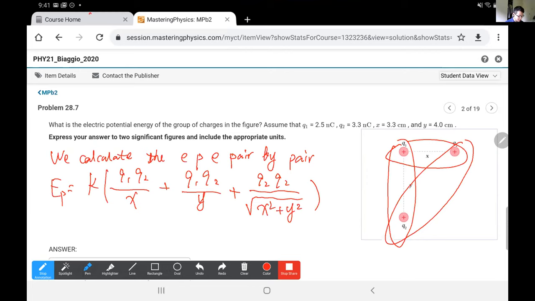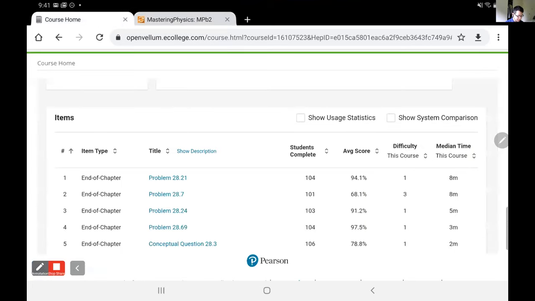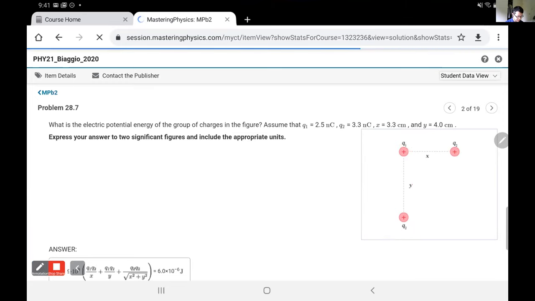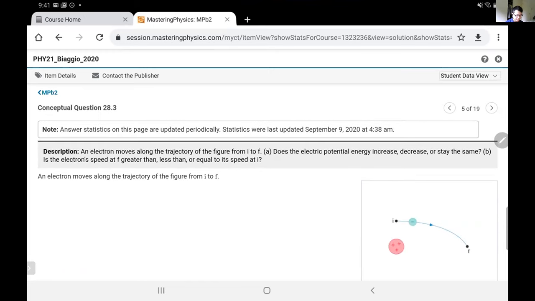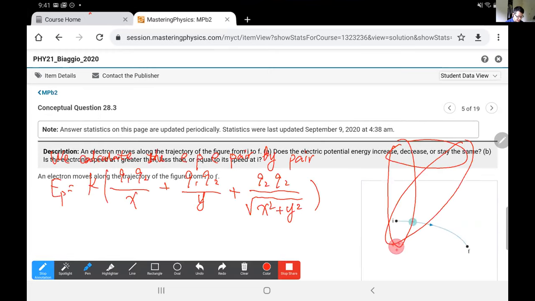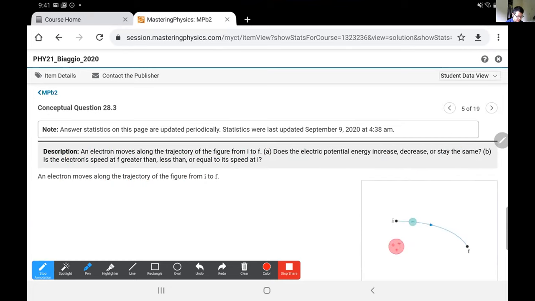Okay, next problem would be number 5. Okay, number 5, there is a big charge in the center, and there is an electron. Electron carries negative charge. That's common knowledge. And the electron moves from point I to point F. Then two questions. First one, does the electric potential energy of the electron increase, decrease, or stay the same?